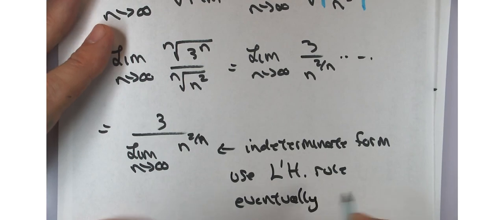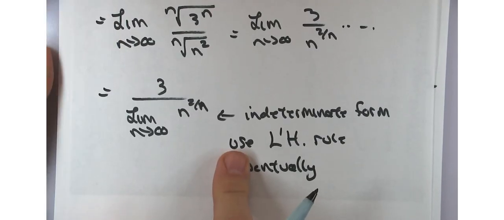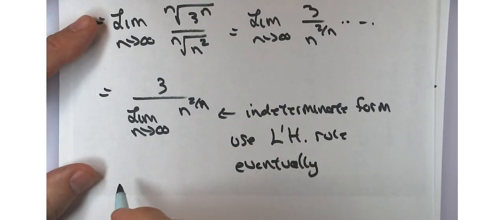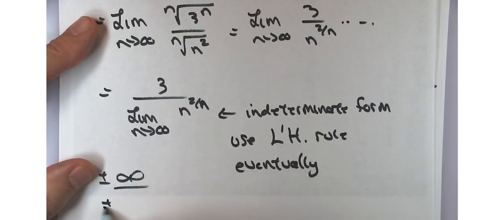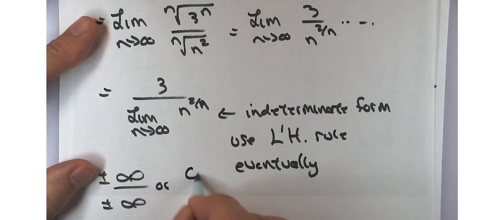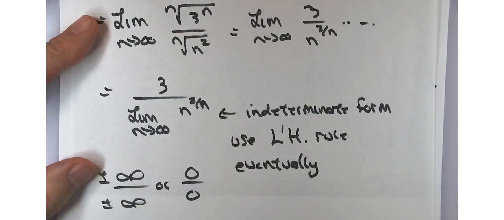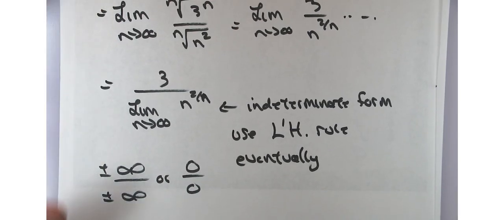How come you can't use L'Hopital's rule right now? Yeah, it's not the right form. It has to be infinity over infinity or 0 over 0. That's what you can use L'Hopital's rule for. So, yeah, I'd bail out and use the ratio test.